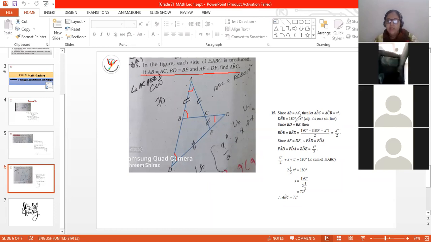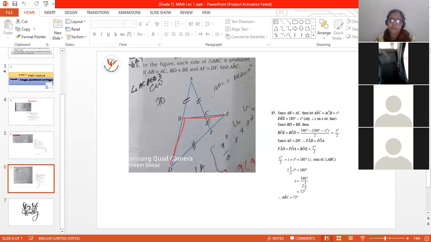So let's start. AB is equal to AC, and we have to find ABC, which means that if AB is equal to AC, then ABC is equal to ACB. The angle at B will be the same as the angle at C, and we are assuming it to be x degree, right? Now the next part, DBE is equal to 180 degree minus x degree.